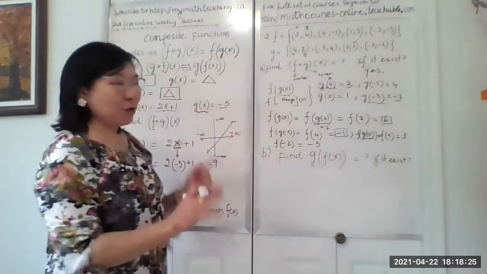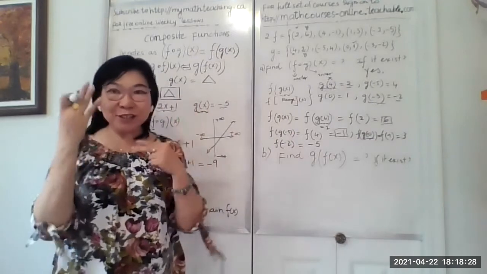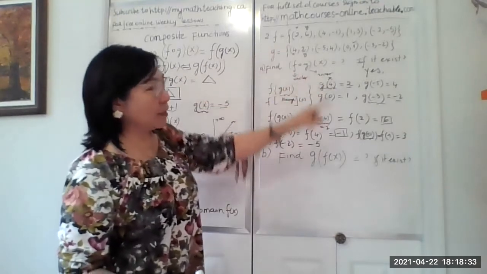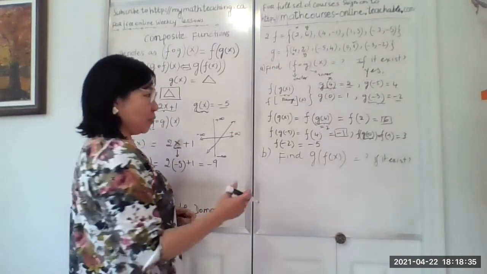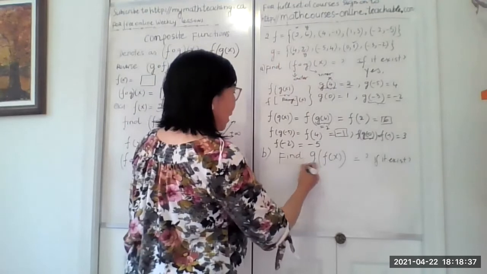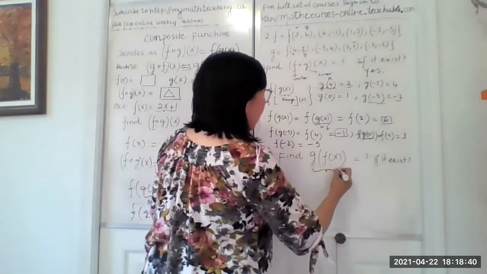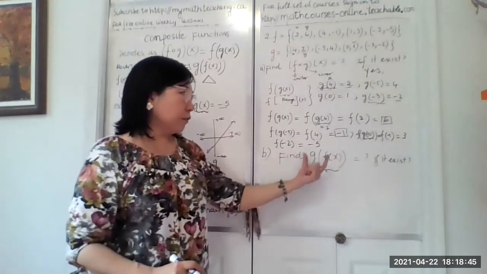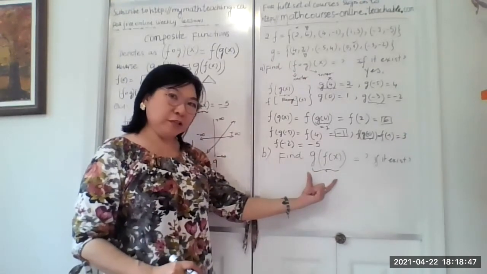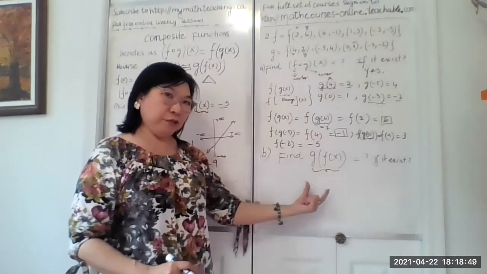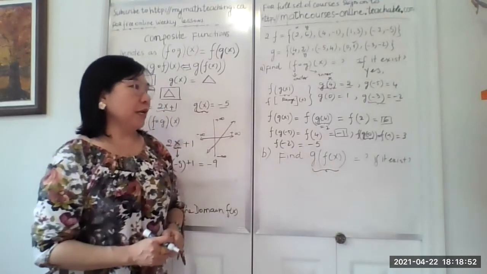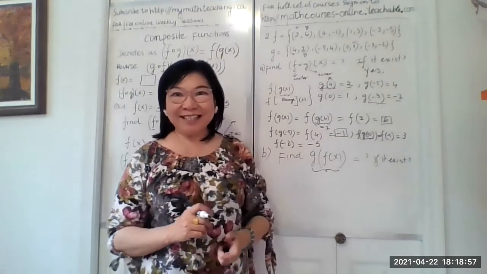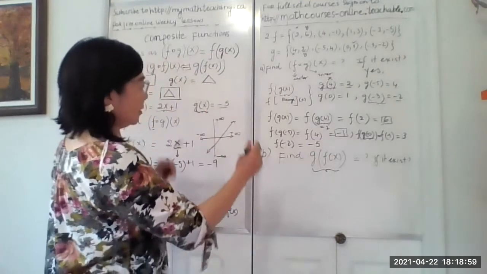So now I hope that you can follow me, right? Sometimes it's a little bit complex if we have to look at the numbers, but I hope you can follow it. Now find g of f of x. In the second question, it's reversed. It asks us to find g of f of x, where g is the outer function and f of x is the inner function. And again, it asks if it exists. So let's check to see if it exists.